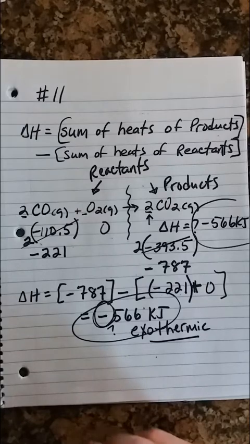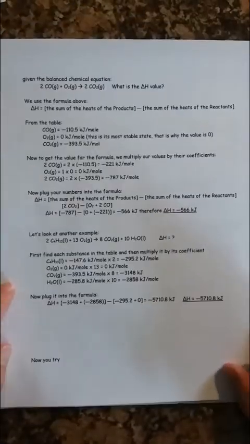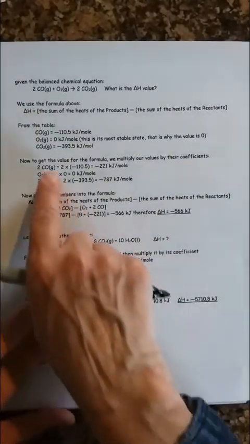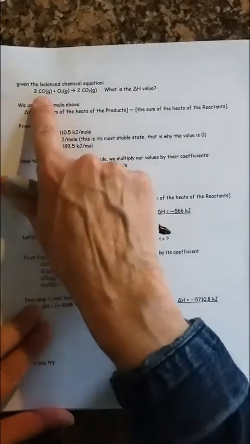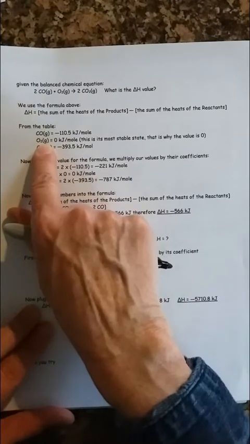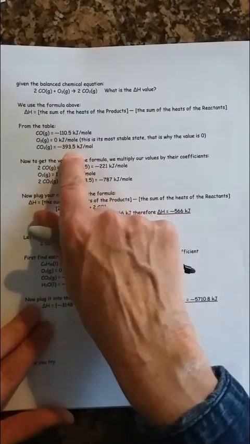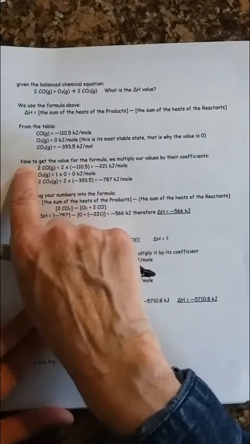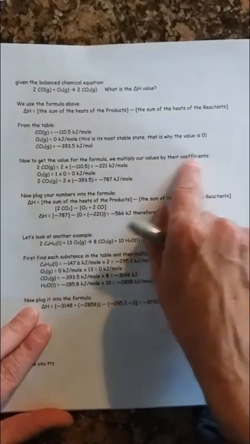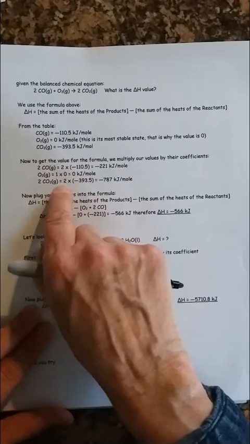The second example, I'm just going to really kind of walk you through what's in the worksheet. So we're going to look at the second example. The reason I wrote the other one out is because here's my equations, this is the one we just did. What I did was I looked in the table first to find them when they were by themselves, one of them, and then the next part says now to get the value for the formula, we multiply our values by their coefficients. So here's where we did 2 times, 1 times, 2 times.